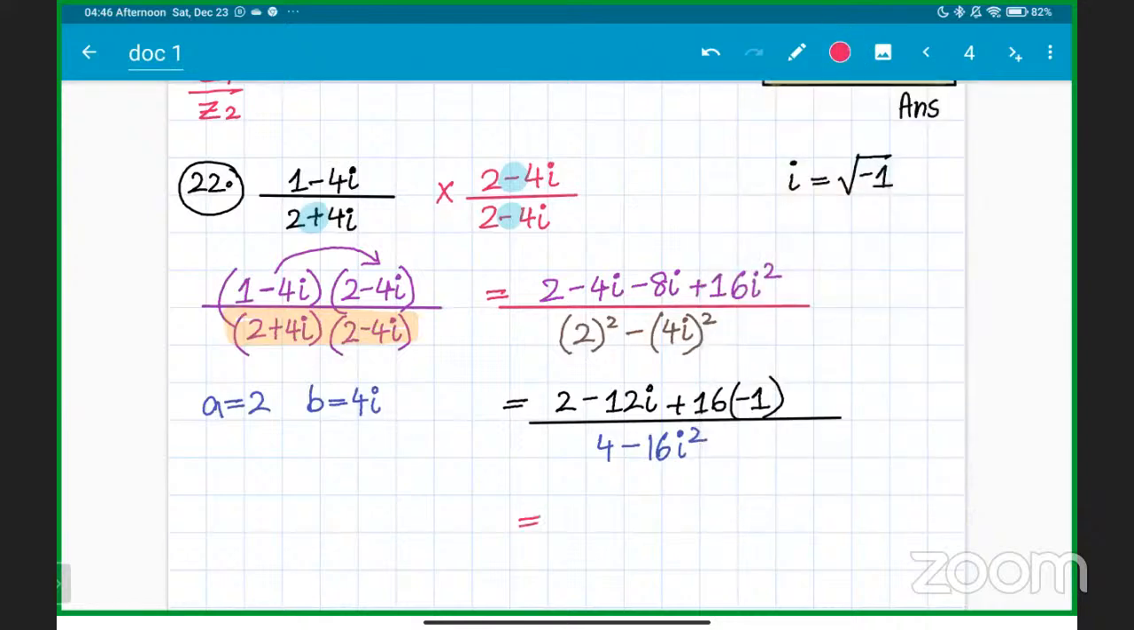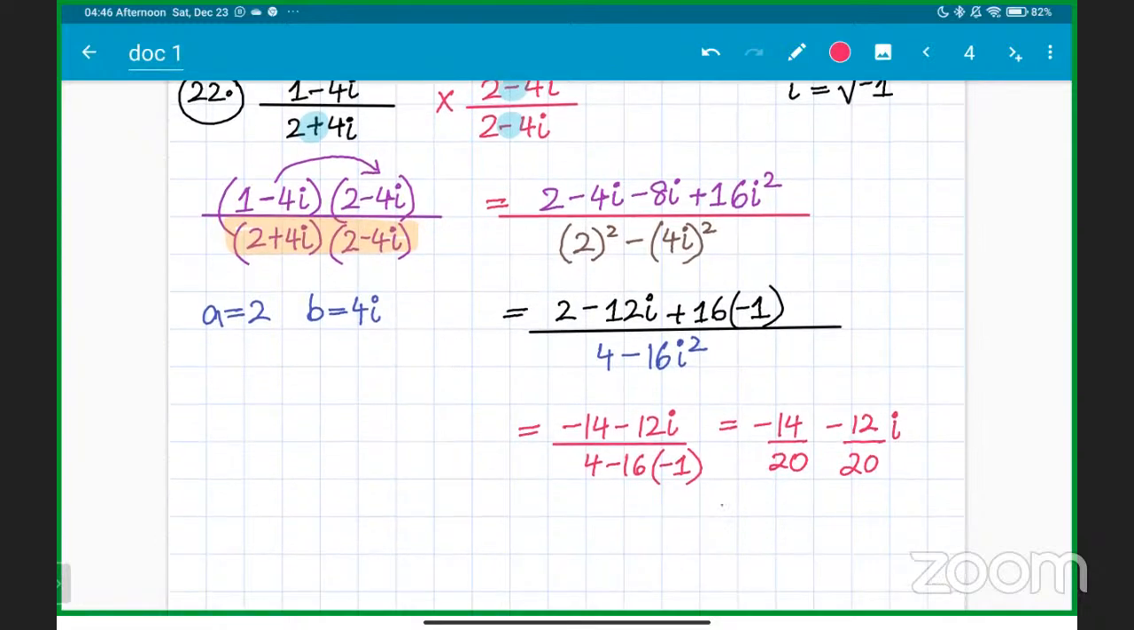So 16 times minus 1 is minus 16. Minus 16, 2 minus 16 is, I think, minus 14. So I got minus 14 times minus 12i divided by 4 times, make sure signs will change, okay? 4 minus 16 times minus 1. I think I'm going to get 20 now, okay? So make sure you do it separate. Minus 14 divided by 20 and minus 12 divided by 20i.